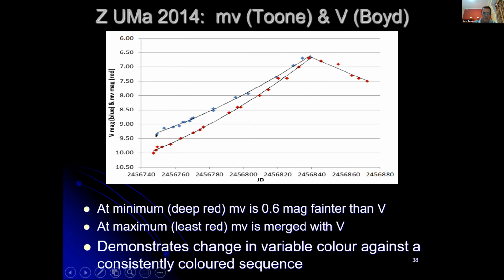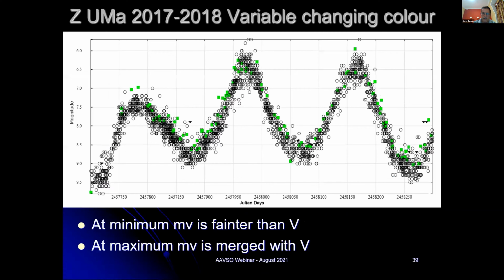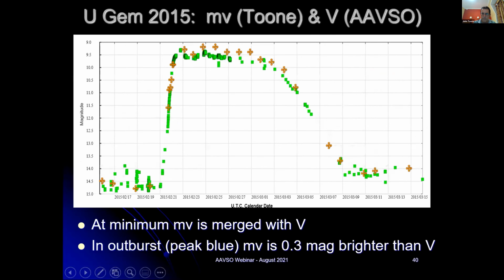And when at minimum, there's 0.6 of a magnitude difference. Visual is fainter than V. At maximum, they're merged. And this can be shown also on this light curve. V here is at the top end of all the visual observations scattered at the base, and at the top, it's merged. In each case, you can roughly see that within this light curve.